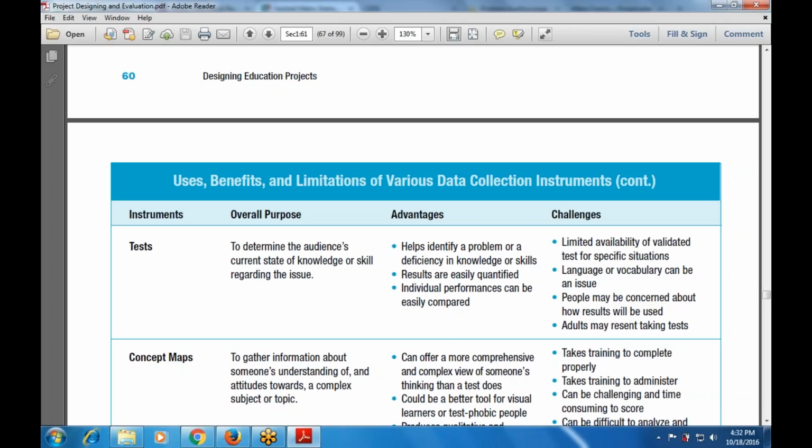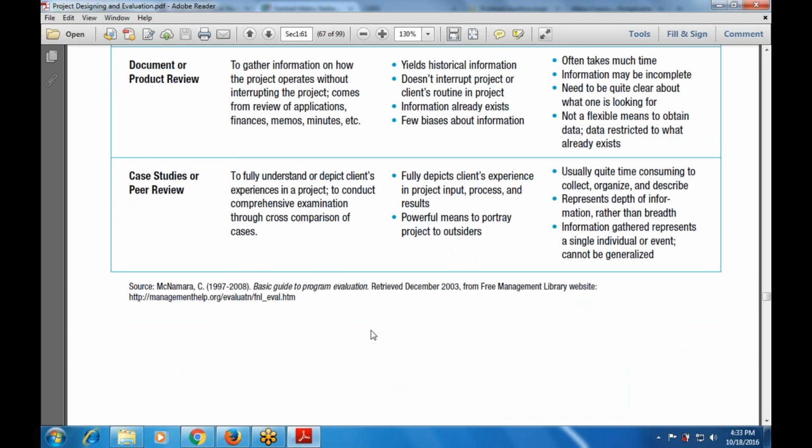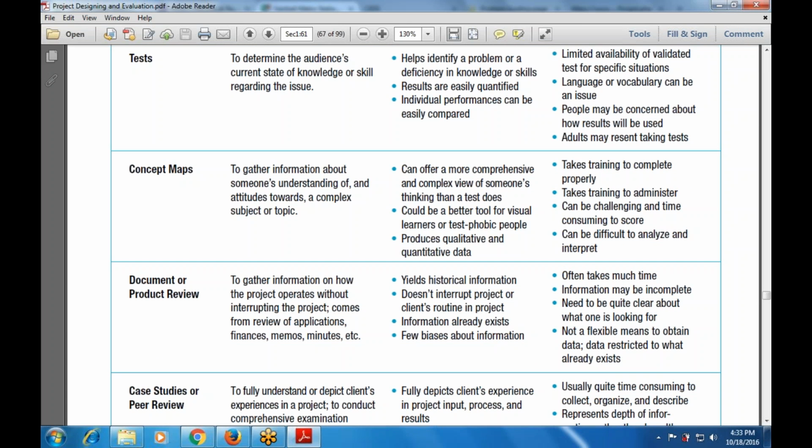Now, next are the various challenges. There is limited availability of validated tests for specific situations. There is limited availability of data. Then language or vocabulary can be an issue. Then people may be concerned about how the results will be used. Then adults may resent the testing, or taking the test, because of their earlier views also on taking the test.